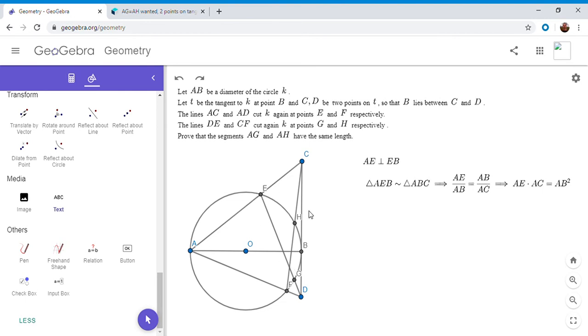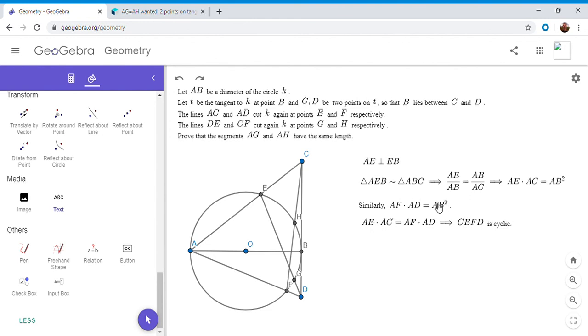Why are we doing that? We wanted to show that ECDF is cyclic, and we're trying to do it using power of a point. So AE times AC is AB squared, and by the same logic, we can show that AF times AD is AB squared. This gives us power of a point, because if both these products are equal to AB squared, then they have to equal each other. And so by the converse of power of a point, CEFD is a cyclic quadrilateral.